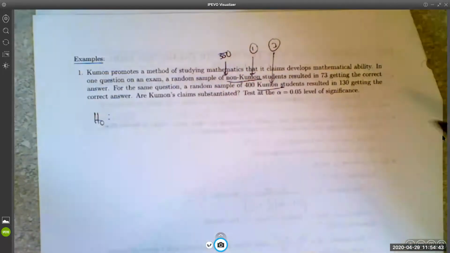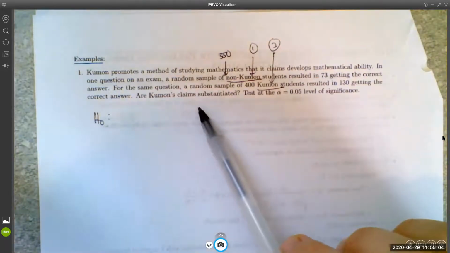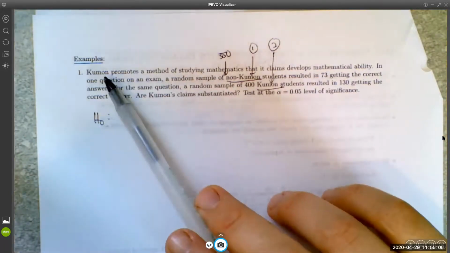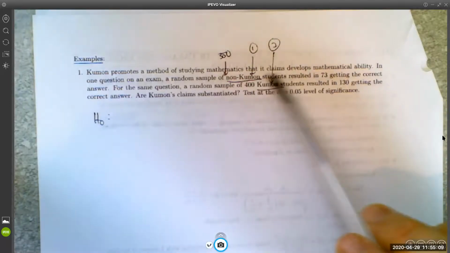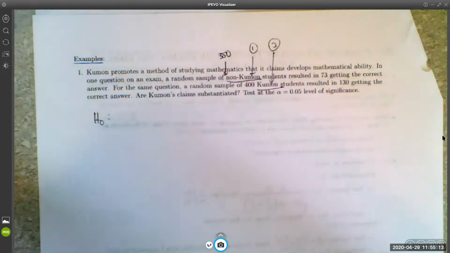Now in this case, what are we testing? There's almost no clue given. Nowhere does it say anything about proportions, means, or standard deviations. So we really have to think about this, use our critical thinking to figure out, well, what parameter would you use to test Kumon's claims? Well, what are Kumon's claims? Kumon claims that their method of studying develops mathematical ability.